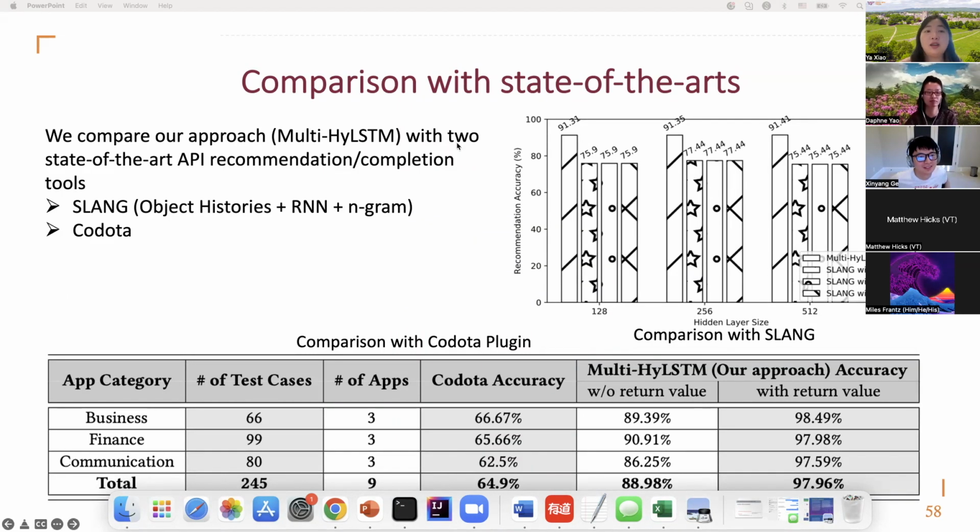We also compare with a state-of-the-art academic tool called SLAM, which uses an N-gram model combined with an RNN neural network on the object history they obtained. The result shows that our multi-high-LSTM achieves an accuracy around 91%, which is much higher than the 77% achieved by SLAM. We also do a manual comparison with the state-of-the-art commercial tool Codota, which is an IDE plugin. We tested more than 200 test cases on Codota and found it only has an accuracy around 65%. On the contrary, our solution can reach an accuracy around 89%.